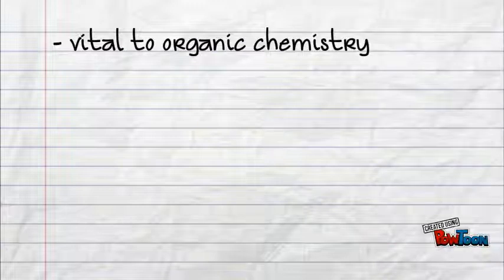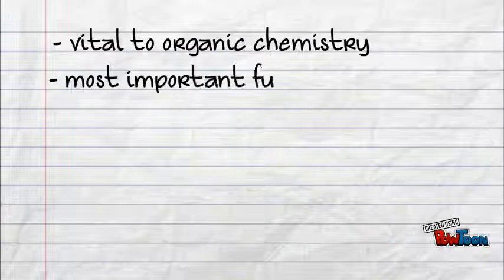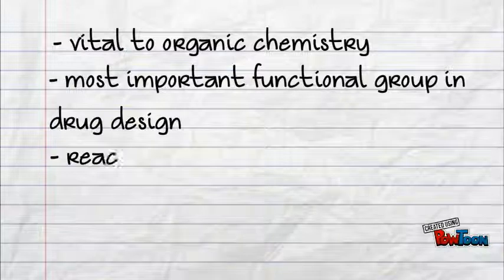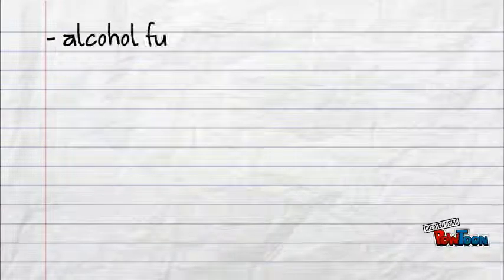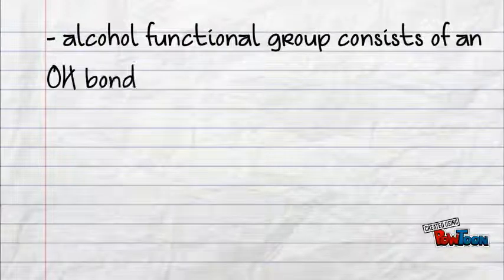Fischer esterification is vital to organic chemistry because the ester product is one of the most important functional groups in drug design. It involves the reaction of an alcohol with a carboxylic acid. The alcohol functional group consists of an OH bond.